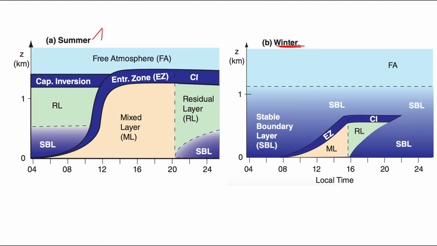The same thing they mentioned for the winter also. Almost the same structure, but it is completely compressed here. It is compressed because in the winter the air becomes very cold and denser. So it is a somewhat similar structure, but only the boundary layer height is reducing during the winter.